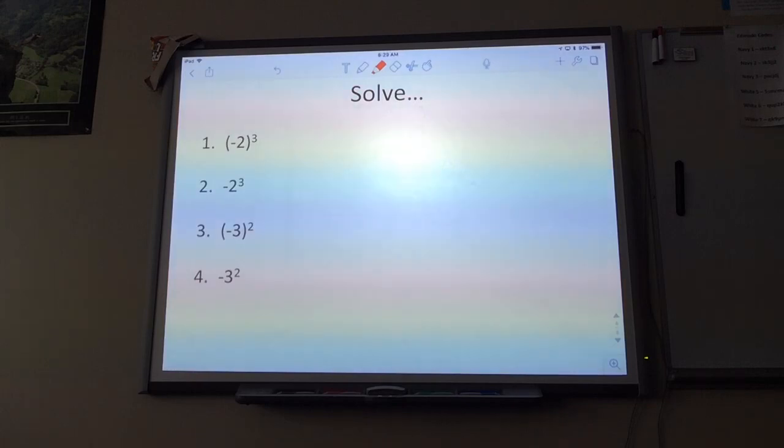What is the answer to number 1? Negative 8. Okay, what's the answer for number 2? Negative 8. Okay, what's the answer for number 3? Positive 9. Answer for number 4. Negative 9. Okay, so let's try and figure out why these look different.